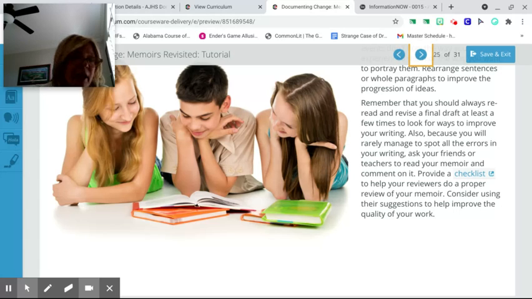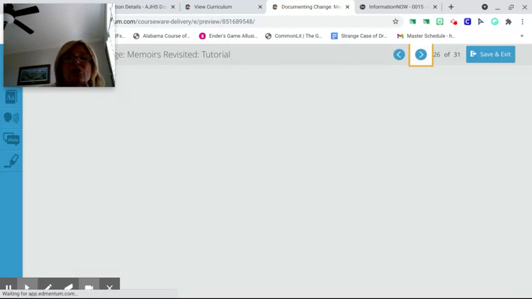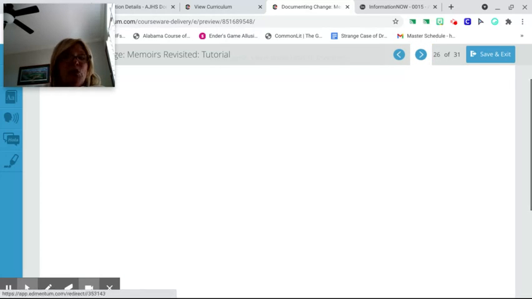And a lot of times you can't spot all the errors just reading it 2 or 3 times. You want to maybe put it down, go get a snack, take a break, and then come back to it. Or maybe ask one of your parents to read it for you to see if they notice anything and let them make some comments on it. Provide a checklist for your parents. This is what you want them to look for. The checklist is right here. You can click that open for them while they're reading your draft. Okay? And consider using their suggestions to improve your memoir.